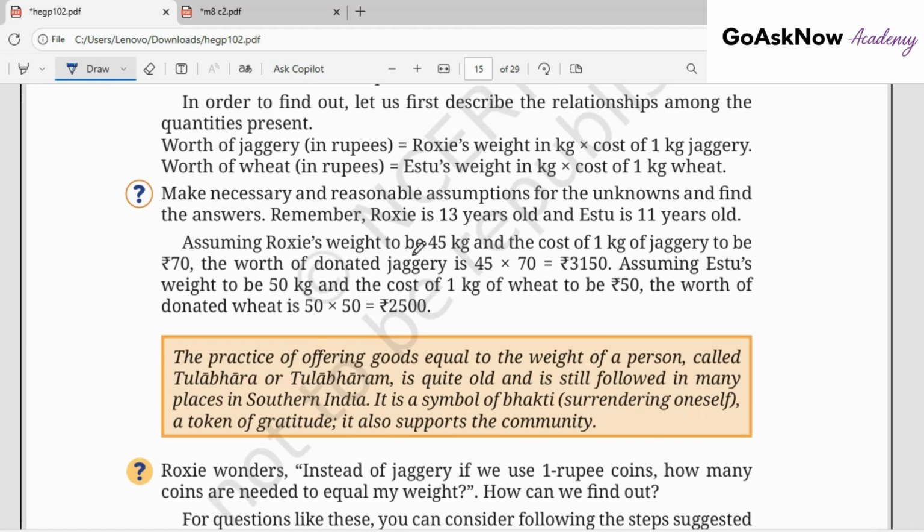Assuming Roni's weight to be 45 kg and the cost of 1 kg of jaggery to be 70, the worth of donated jaggery is 45 × 70, which is 3150. Assuming Ishu's weight to be 50 kg and the cost of 1 kg of wheat to be 50, the worth of donated wheat is 50 × 50, which is 2500.